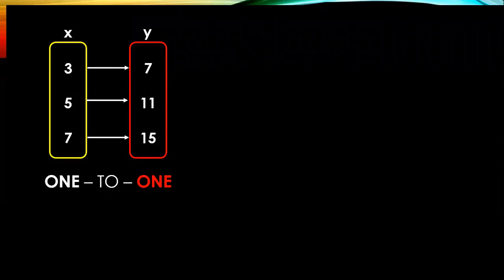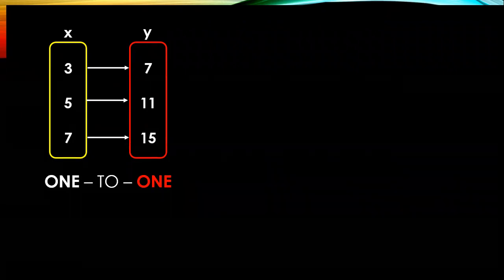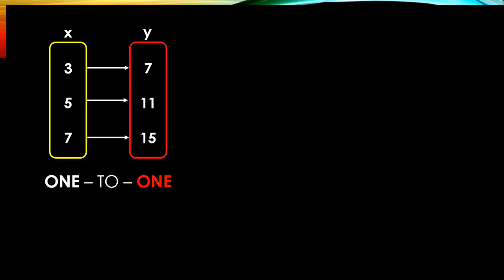In this example, we have a 1 to 1 mapping where the values in our domain are 3, 5, and 7. The values in our range are 7, 11, 15. 3 maps onto 7, 5 maps onto 11, and 7 maps onto 15. If we switch this, will we get a function? Let us see.